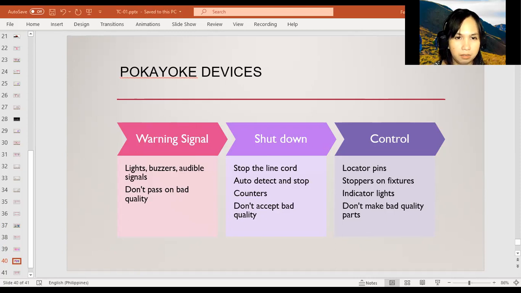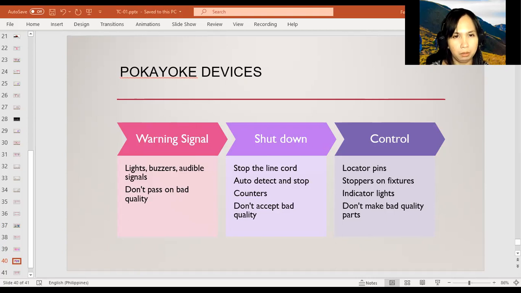Then lastly, control Poka Yoke devices include things such as locator pins, making it impossible to plug something in wrong, or stoppers, or fixtures, or even indicator lights helping assemblers pick the correct part. Okay, the main goal here is simple: don't make bad quality parts.